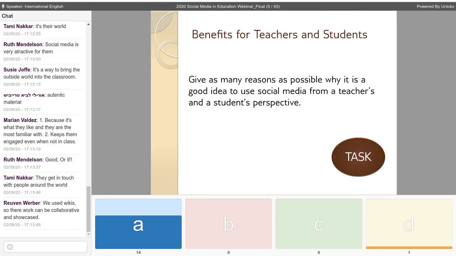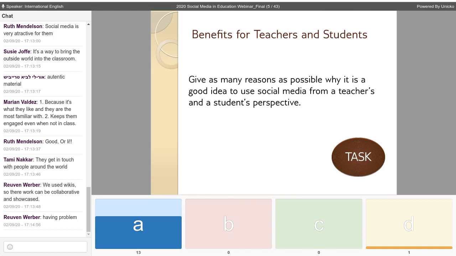All right, Ruben, I think Ruben is having some technical issues with the microphone. All right, having a problem. So you can please type the answer, your experience with the wikis, in the chat tool.